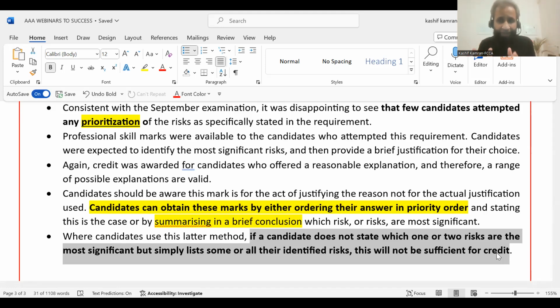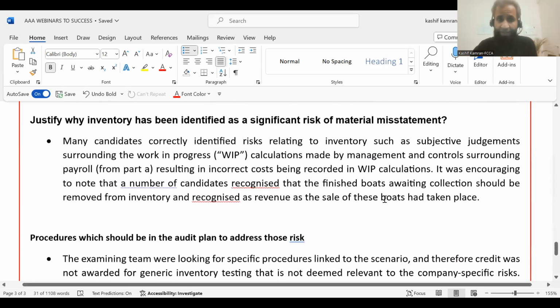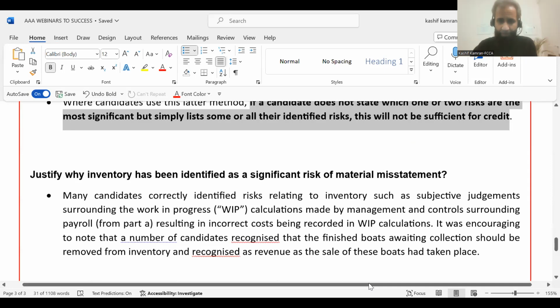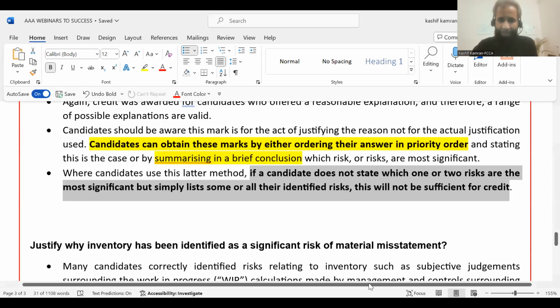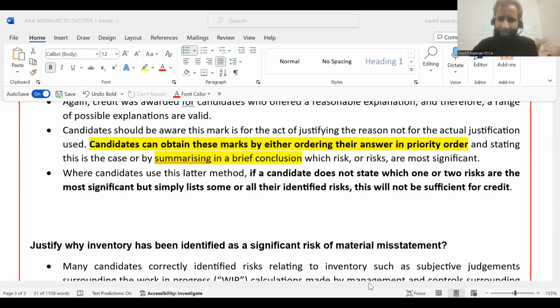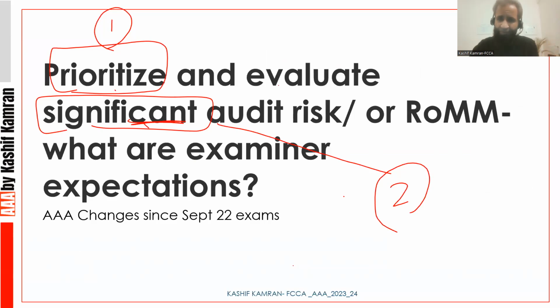It's 3 marks per risk, 3 technical marks for materiality. You need to identify the significant risk, which is one which exceeds the materiality threshold. You can arrange them in priority order, or you can do them haphazardly and then give a conclusion with the justification of the most significant risks you want to give. So that is what you can do. I hope that addresses the requirement: prioritize and evaluate the significant audit risk.